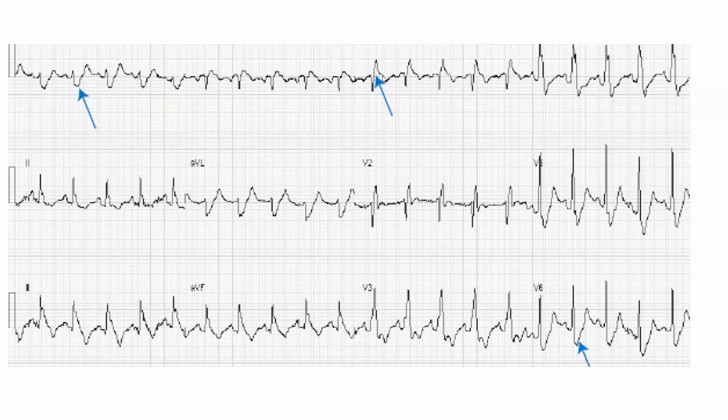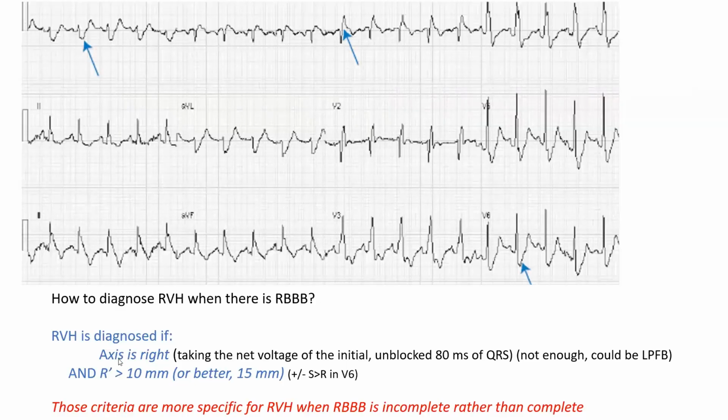So you have right bundle branch block with right axis deviation. It's either right bundle branch block plus left posterior fascicular block or plus RVH. Supportive feature of RVH on top of right axis will be R prime more than 10, or better yet, more than 15 millimeters. But even that is not specific.